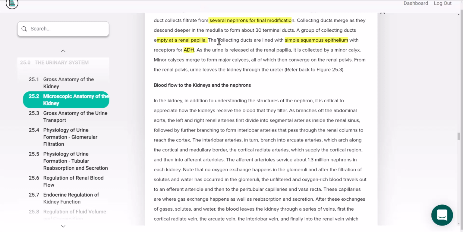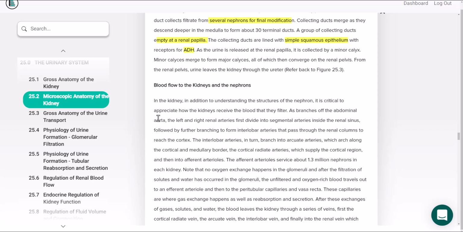Now, in the kidney, we have two things to keep track of. We just kept track of the filtrate flow. Now we need to look at the blood flow going in and out of the kidney. In addition to the structure of the nephron, we need to understand how blood is received into the kidney. We talked a little bit about it. Let's talk about the bigger story.